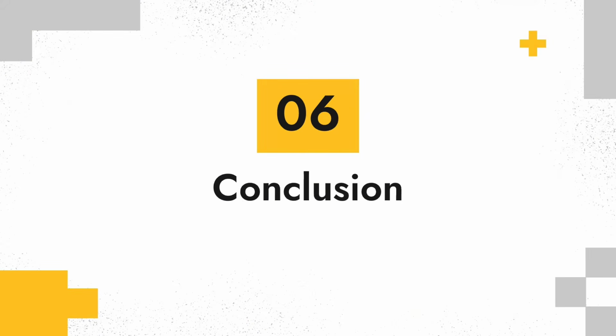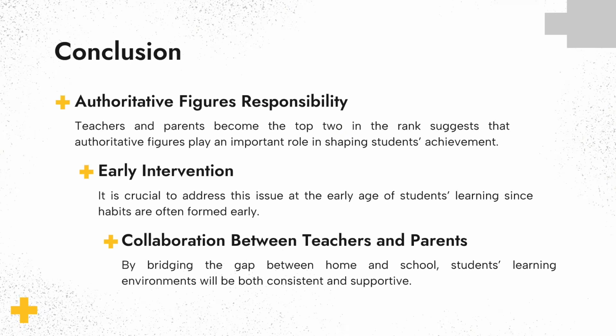We came to the conclusion of this study. So, to conclude the case study, authoritative figures, which are teachers and parents in this case study, play an important role in shaping students' learning achievement, especially from their early age. And also, early intervention is crucial since their habits are often formed early, rather than waiting until they advance in their study journeys where it is difficult to change their mindset.